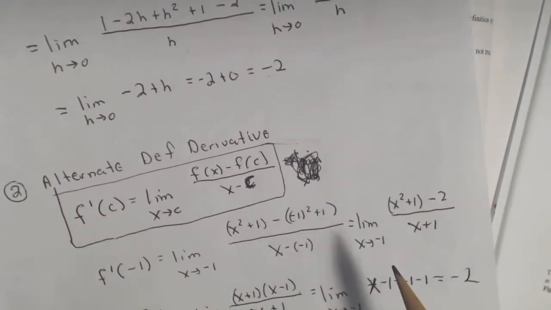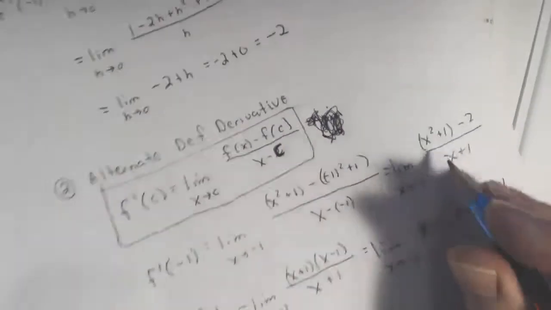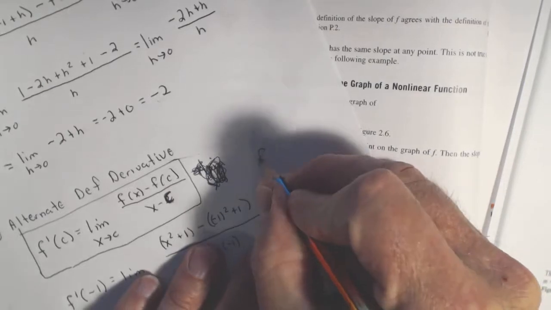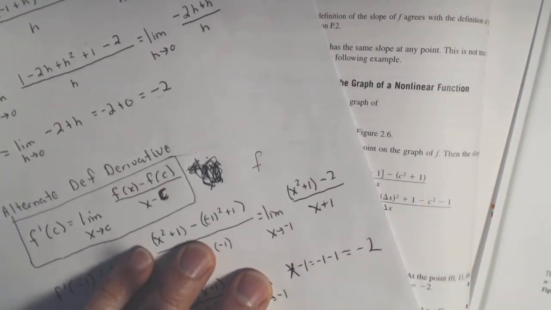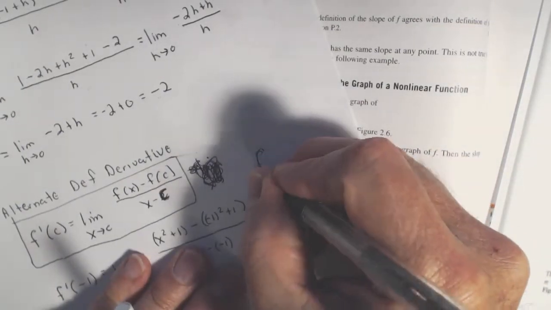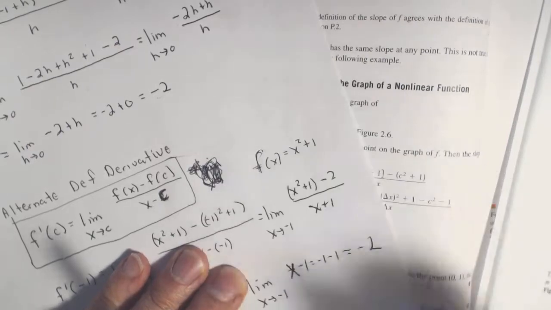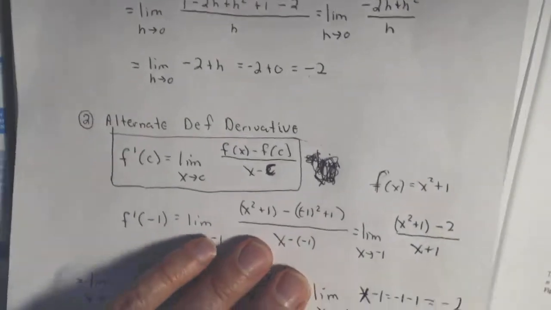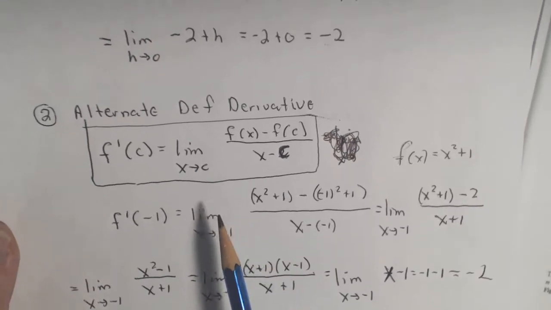Okay, so I'm just going to write over here somewhere our function, so we can remember, f of x is x squared plus 1, just so it's easier to point to. Okay, so here we go.